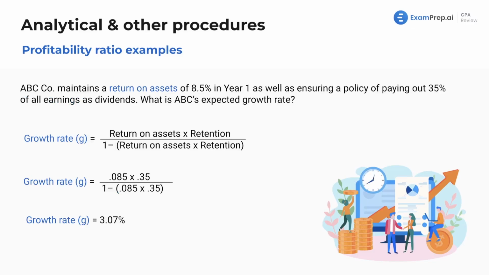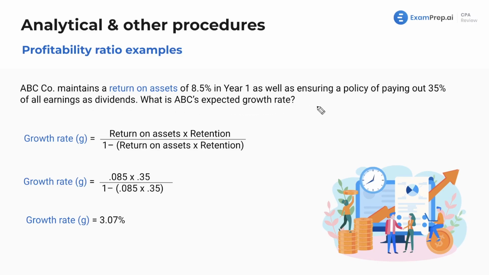Here is another great example of using our profitability ratios. Well, this is our growth rate. What is the expected growth rate? Just plug in the amounts that we have. We maintain a return on assets of 8.5% in year one, as well as ensuring a policy of paying out 35% of all earnings as dividends. What is our expected growth rate?